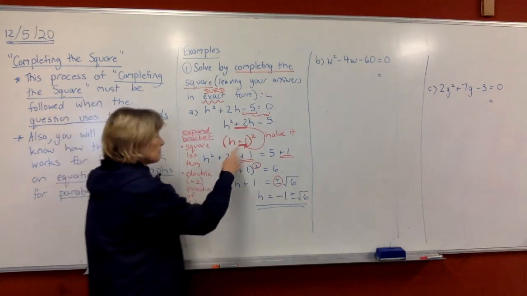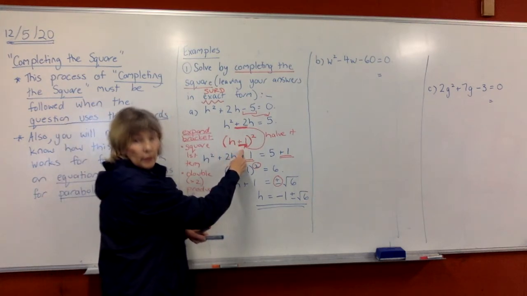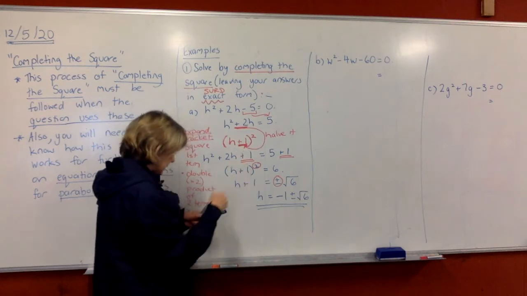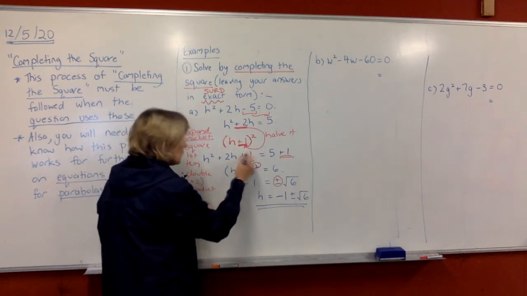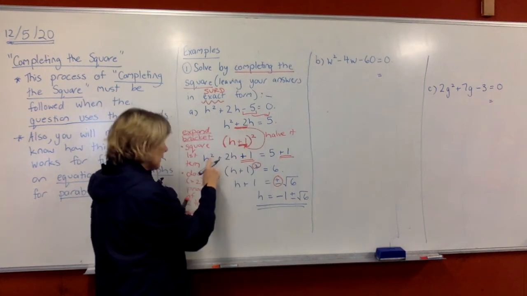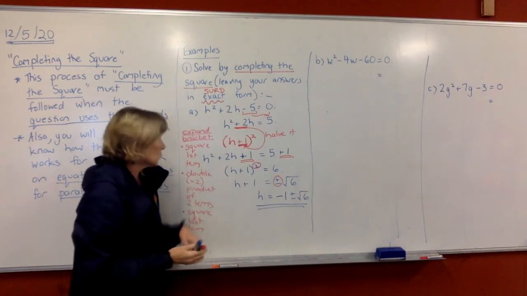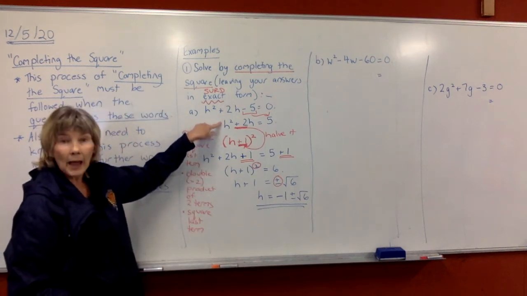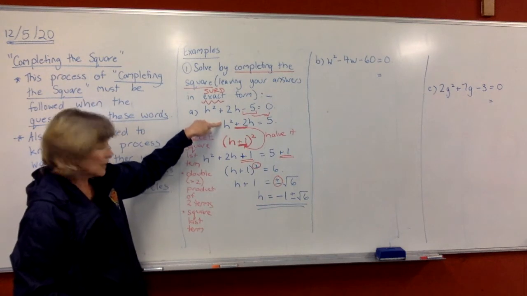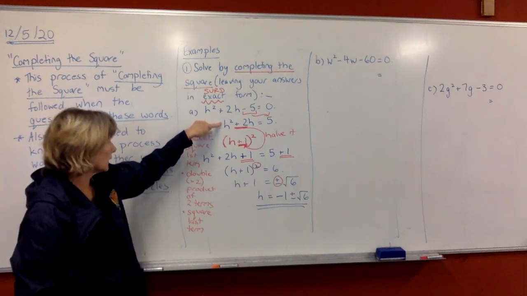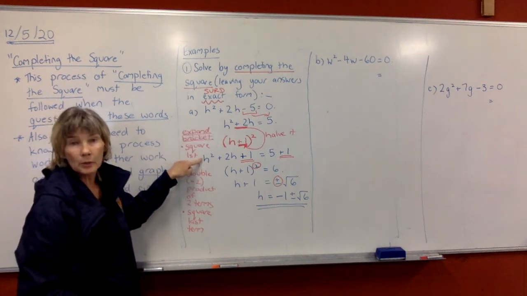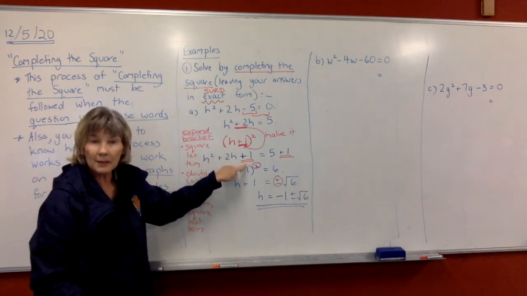The last term is positive 1. Square it and you get positive 1. Write it down. Now, after you've expanded this red bracket here and you've got h squared plus 2h plus 1, then the equals is lined up, you need to look back at that last line we had and see how it changed. On the left-hand side, h squared plus 2h suddenly became h squared plus 2h plus 1. So there's a plus 1 here.